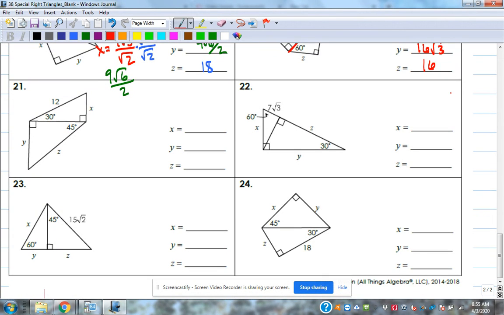21, same idea. We got a 45, 45, 90. We got a 30, 60, 90. We have the hypotenuse of the 30, 60, 90. So we know that the short leg, which is x in this case, is half of that. So that's 6. And we know that the long leg is 6 radical 3. That gives us the y, the other leg. And then z is the hypotenuse. So we know the hypotenuse should be leg 6 radical 3 times radical 2, which would be 6 radical 6.